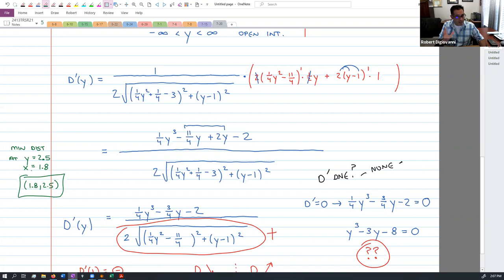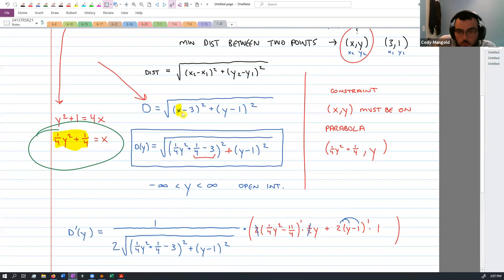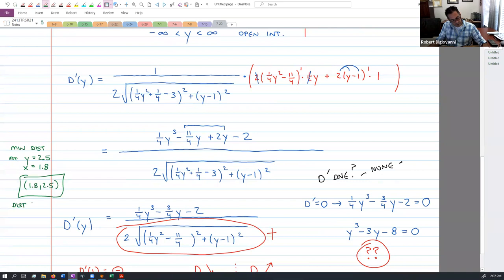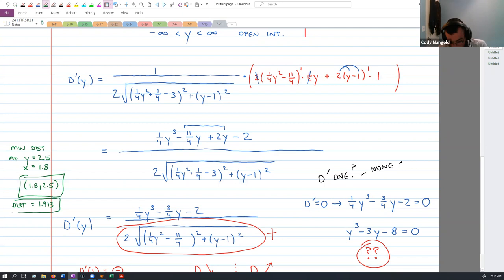What's the distance? Because I think it says, oh no, it says find the point. It doesn't ask us for the distance, but could we get it? Yeah, you just do the distance formula. Just plug it back in here and you've got the distance. And I'm going to put it here just so we have it. Just the distance would equal, and I'm going to, again, cheat using the calculator. It's 1.913. Right, because the 1.8 and the 2.5 would just be our x2, y2, right? Yep, that's all it would be.